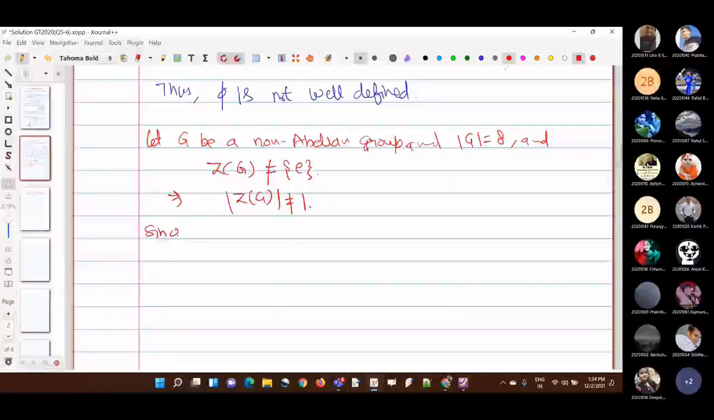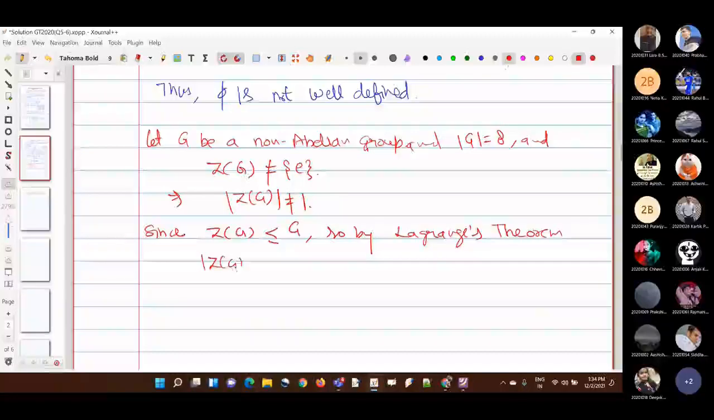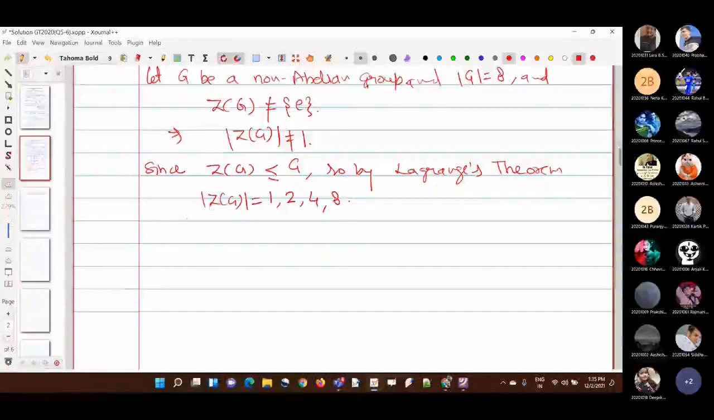Now, since the center of a group is always a subgroup of G, by Lagrange's theorem, what are the possibilities for the order of Z(G)? It is 1, 2, 4, and 8.